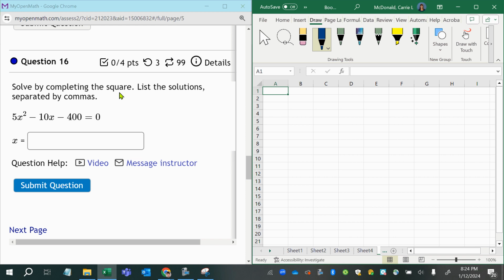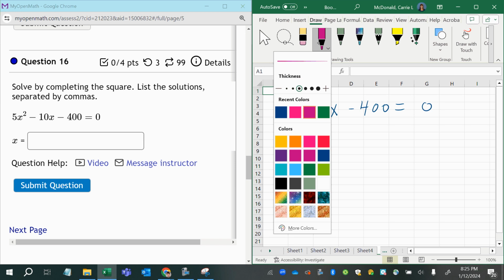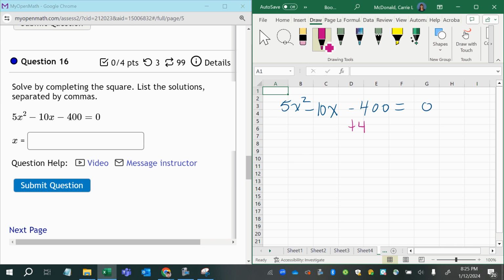Okay, so we're going to start by completing the square. So we take the 5x squared minus 10x, and we're going to add 400 to both sides of the equation. Whenever you have an actual equal sign, you can go ahead and do that. Go ahead and move it over there.